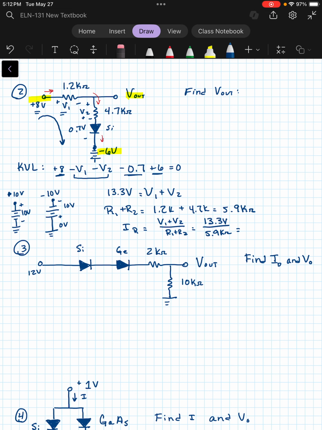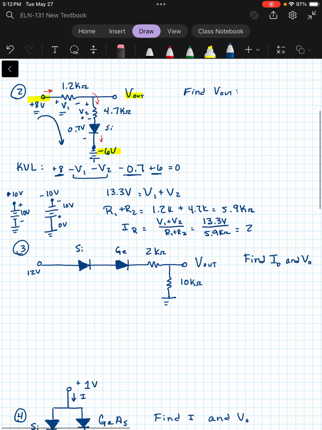should be about 2.25 milliamps. Okay, now we were asked for V out, not for the current.